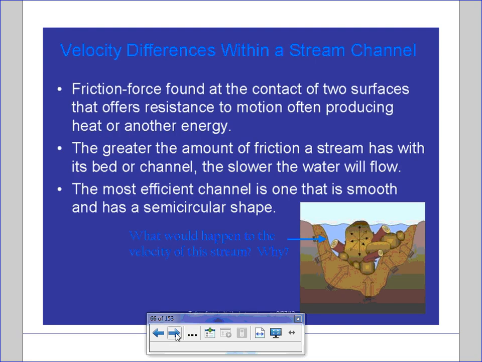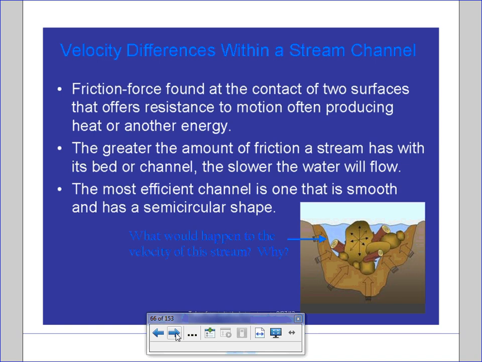Now, within a stream channel, there will be differences in the velocity of the water. Because of friction on the sides of the stream, the water will slow down. Just like in the picture, you could see that if there's friction, it can block and slow down items that are moving in the channel. So therefore, you would expect the water to go a little slower on the sides, and even along the surface because of the air resistance.